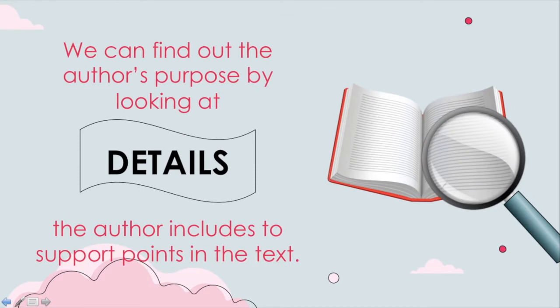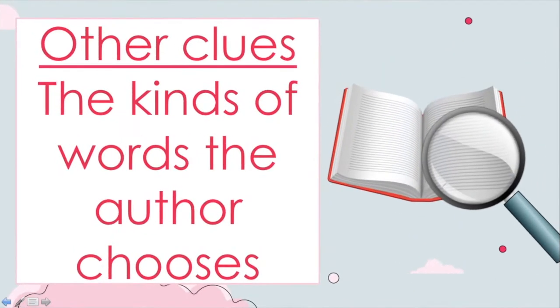We can identify or find out the author's purpose by looking at the details that the author includes to support their points in the text. Other clues we can look at are the kinds of words he or she uses to describe people and events. Word choice is very important and really helps us determine what is the purpose or why did the author write this text.